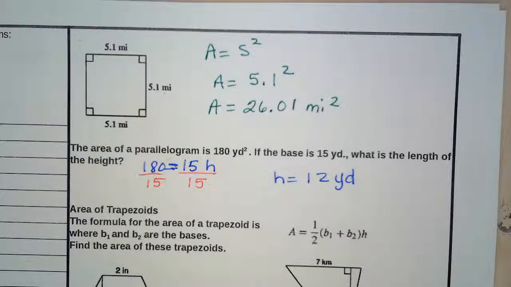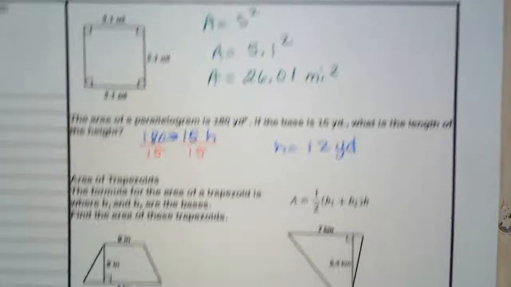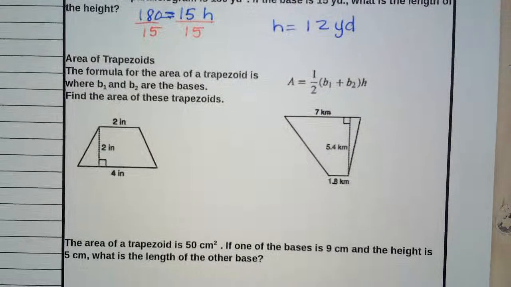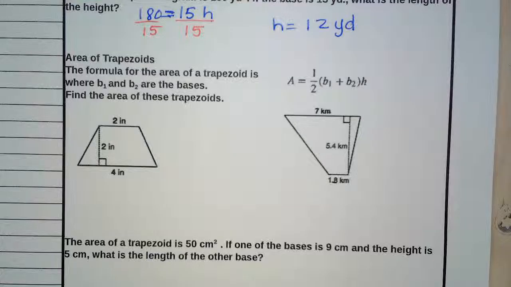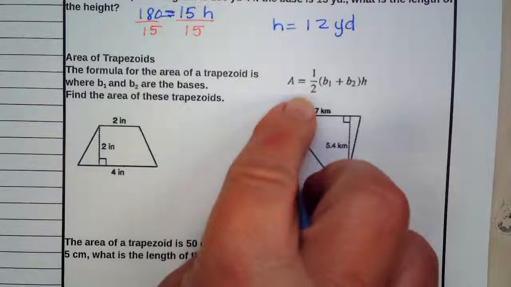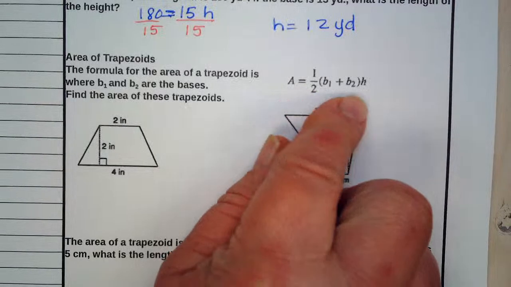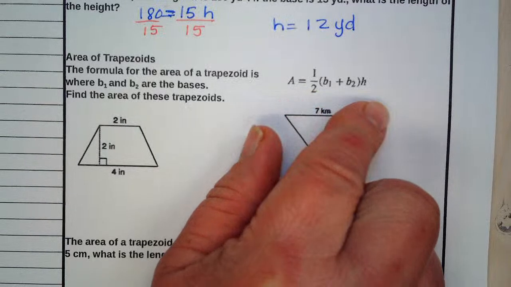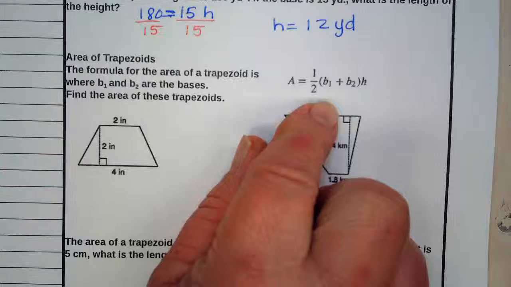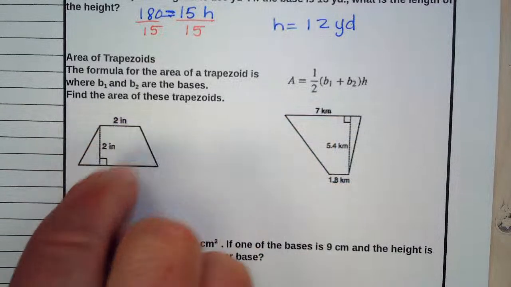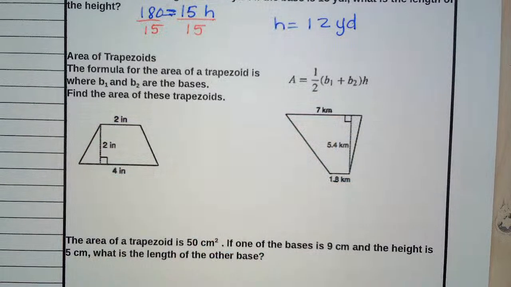So let's look at the area of a trapezoid. A trapezoid is a quadrilateral with only one pair of parallel sides. So if you look at the formula, it's 1/2 of the both bases added together times the height, which means I'm looking for the average of the two bases. I'm adding their lengths together and then dividing by 2.